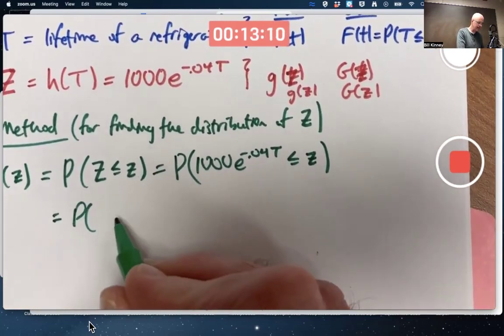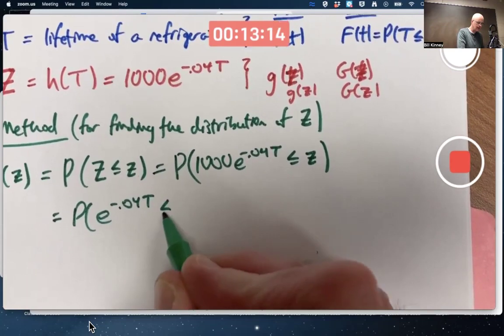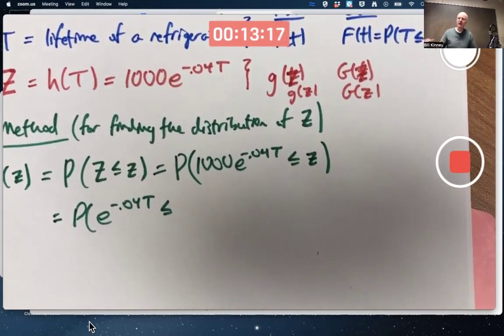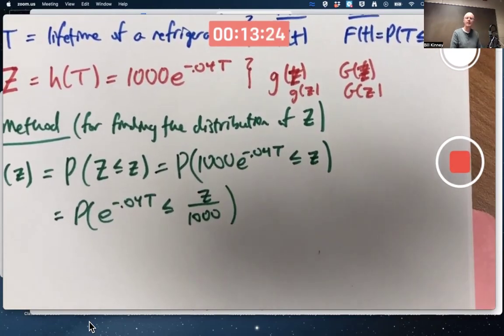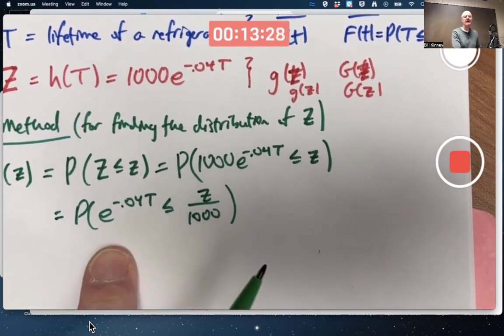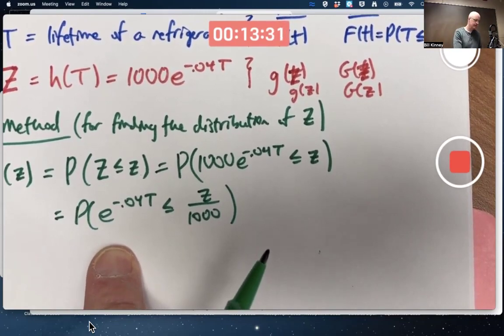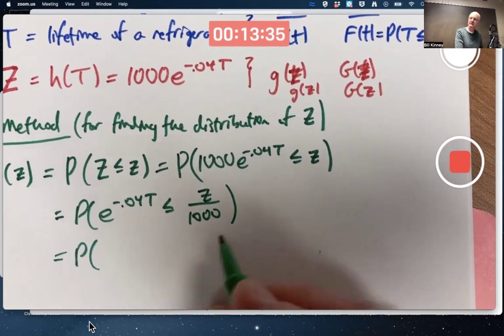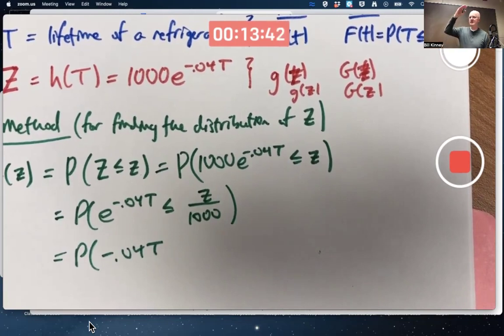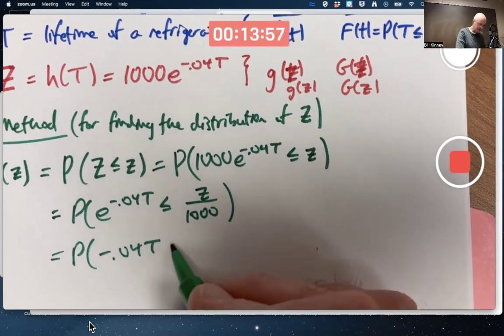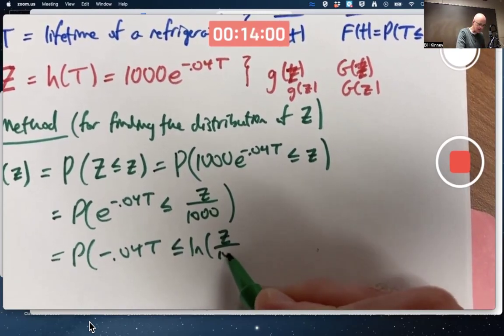Divide both sides of the inequality by 1,000. 1,000 is a positive number. Multiplying or dividing both sides of an inequality by a positive number does not change the direction of the inequality. I'm trying to isolate t, so I want to get rid of the e. So I use a logarithm. Take the log of both sides of the inequality. Because the natural log function, ln of x, is an increasing function, it preserves the direction of the inequality. If a is less than b, then ln of a is less than ln of b. So the direction of the inequality is preserved when I take the ln of both sides.